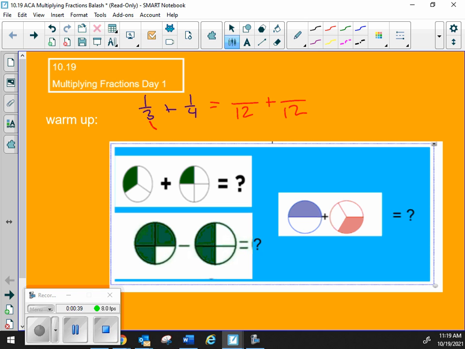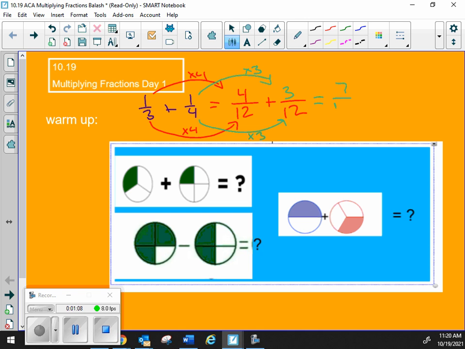So to go from 3 to 12, I did times 4. Up here, I did the same thing to give me 4/12. Are we good with that? Yep. On the other one, from 4 to 12, I did times 3. So that's going to give me 3/12. Are we good with that? Now can I rock and roll? Yes. The answer is 7/12.